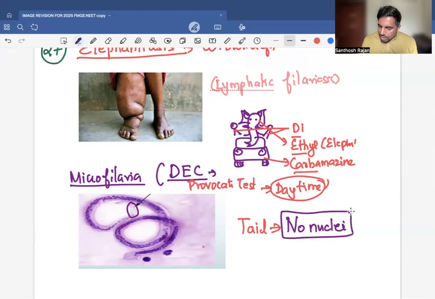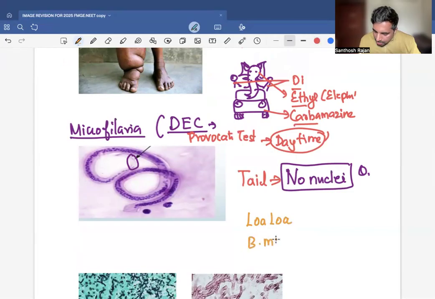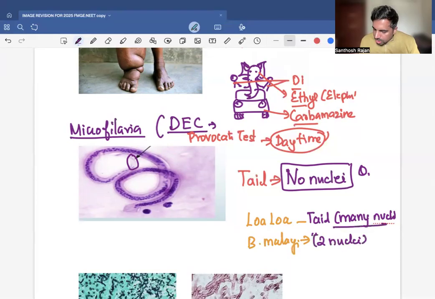That is characteristic for Wuchereria. But in other diseases, like Loa loa, the tail has many nuclei. In Brugia malayi, there are only two nuclei at the tail end. We're talking about the tail end. But here in elephantiasis, there are no nuclei. That's it. Such a big elephant.